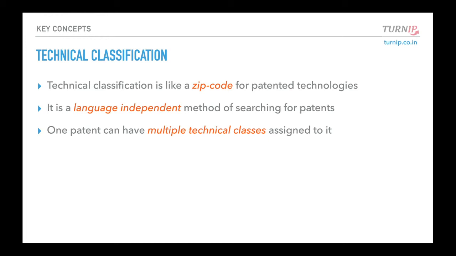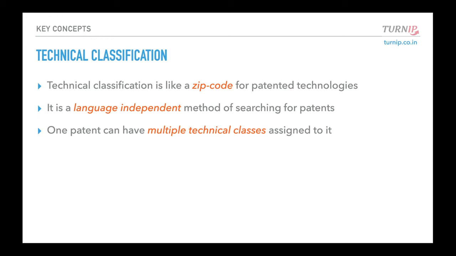Inherently, technology classification is a zip code for patented technology. Just like you live in a certain area, which is divided into zip codes across the city, similarly technologies are divided into zip-code-like classes, such as the International Patent Classification. It's a language independent method of searching for patents.